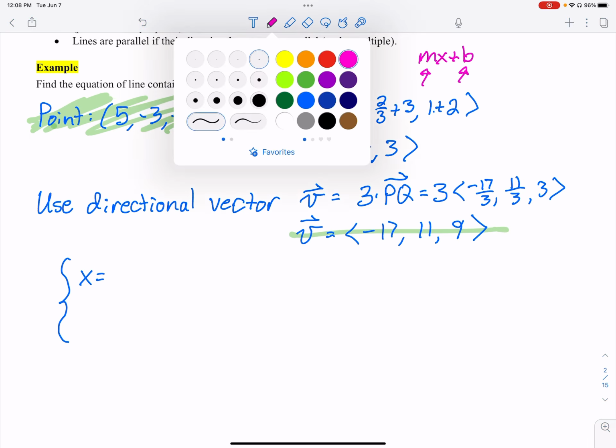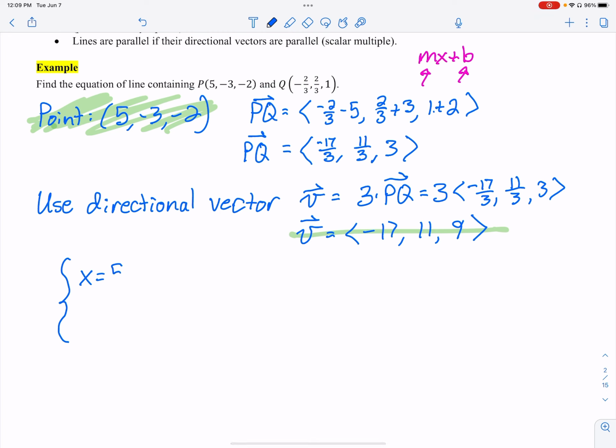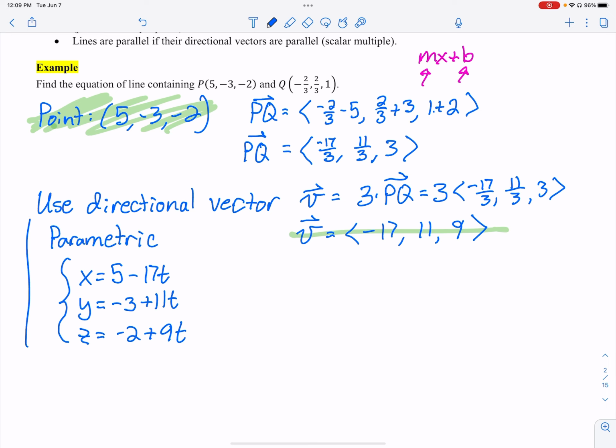So when I'm doing this, the point starts at 5 and it grows by 17. So it's b plus mx. Y starts at negative 3 and the growth, or the slope, is 11. Z starts at negative 2 and goes up by 9. Be careful with this. This is parametric, not symmetric. Equations. And then we can also write these symmetric.